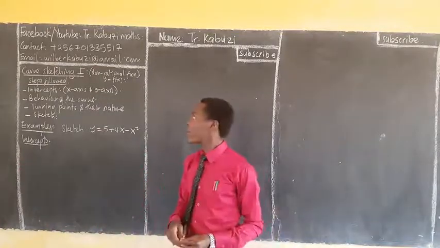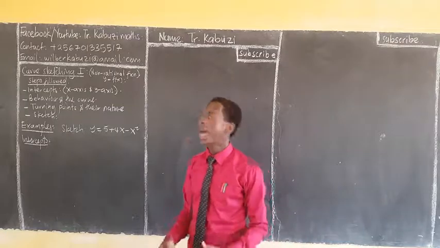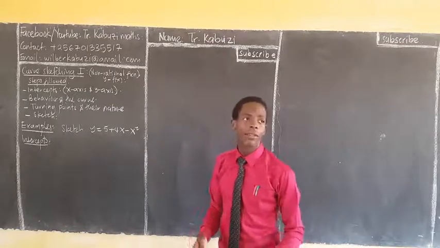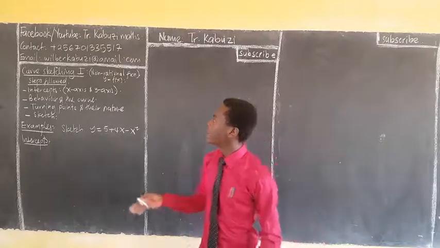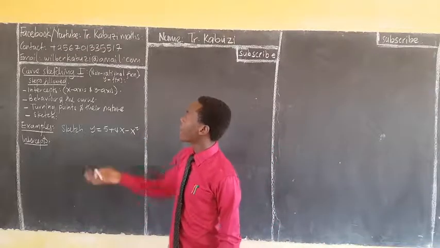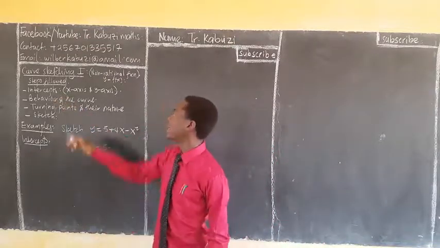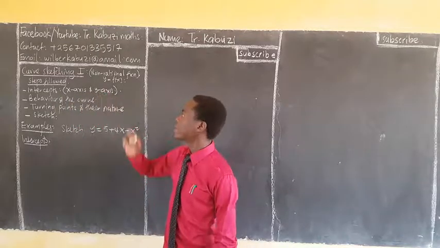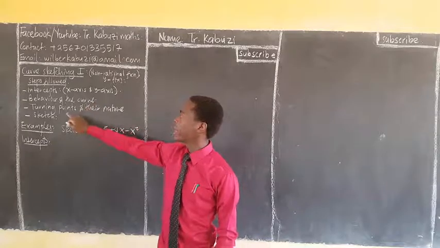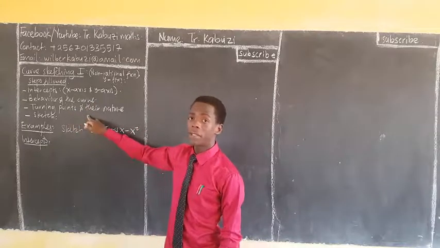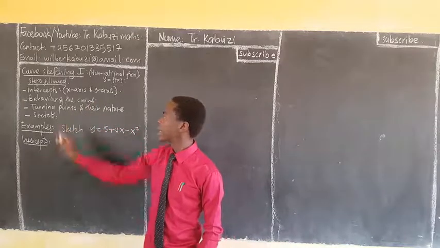So, members, we are going to see how we handle curve sketching 1. Curve sketching 1 is one of the applications of differentiation. The steps are: we get the intercepts, the x-axis intercept and the y-axis intercept. We also get the behavior of the curve, we get the turning points and their nature. I have seen how we get the nature of turning points, then we sketch the curve.